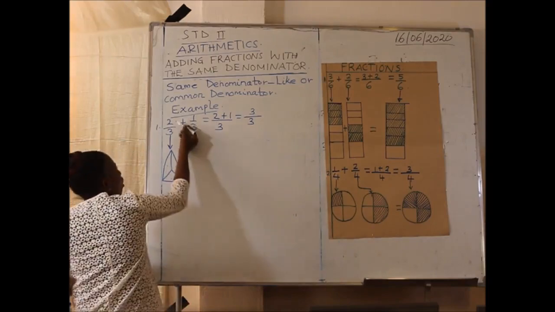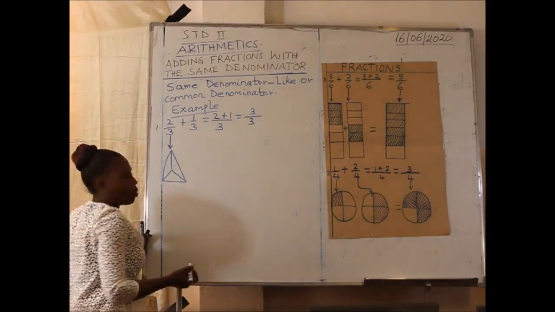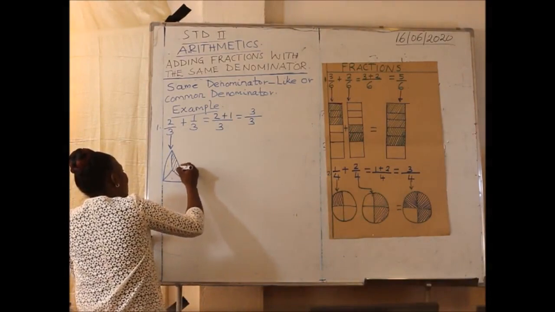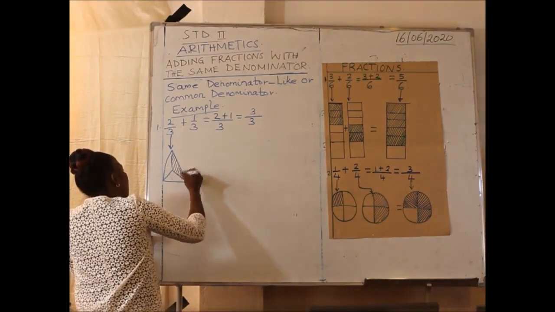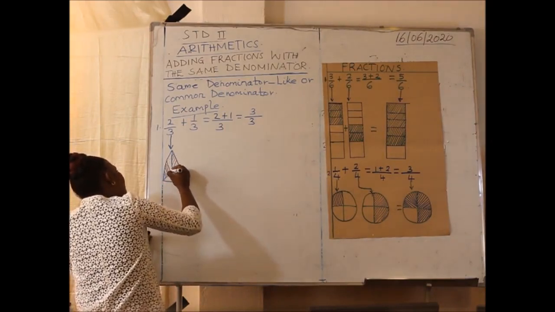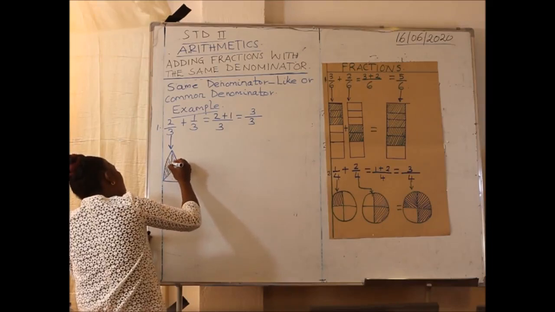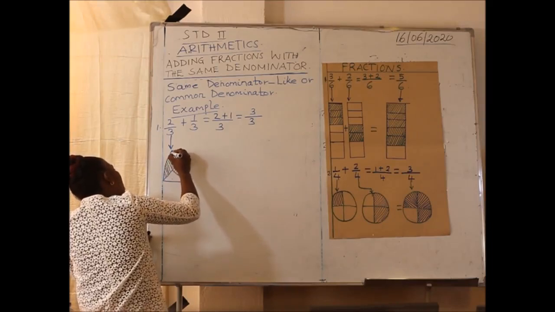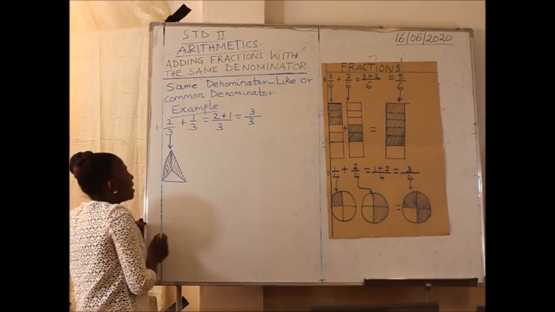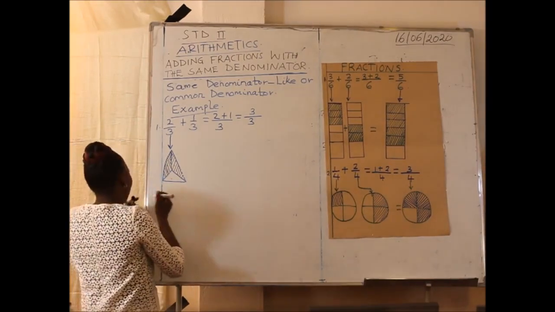Why 2 parts? Because our numerator is 2. So you have to shade 1. So this will be the first part. Then this one will be our second part. So you have to shade. Shading like this means that this part is no longer, or these parts are no longer here. So out of 3 parts, 2 parts are out or are shaded.